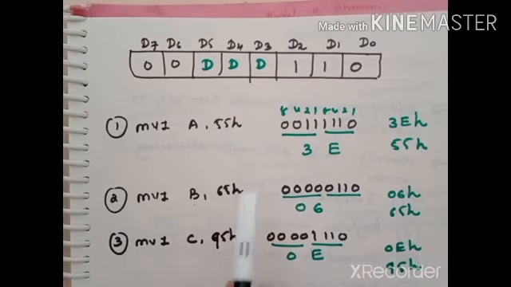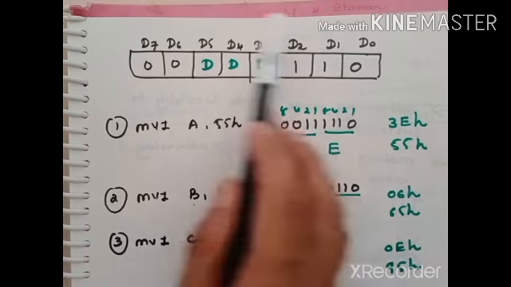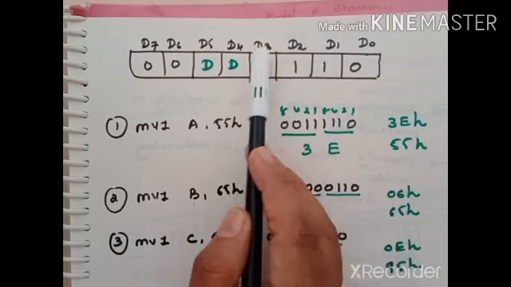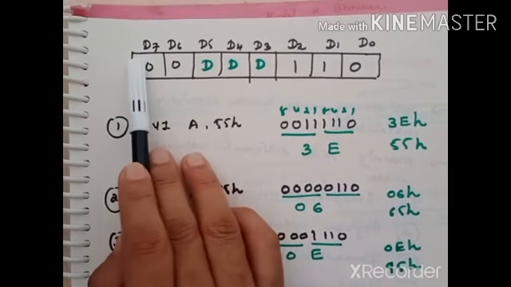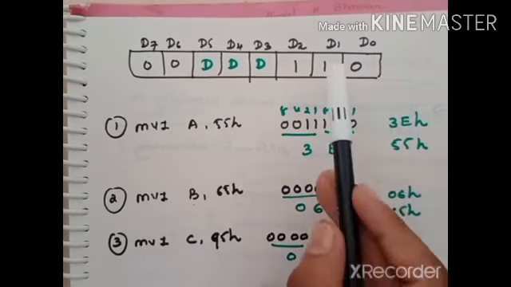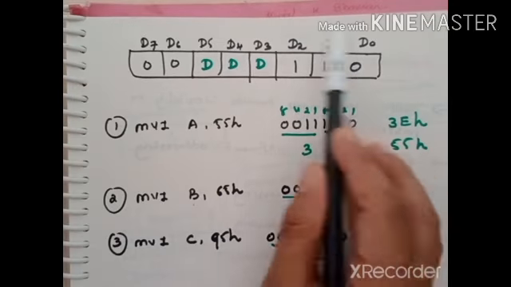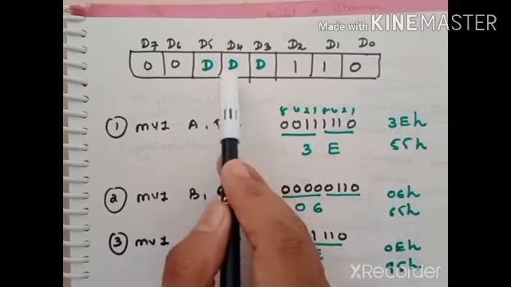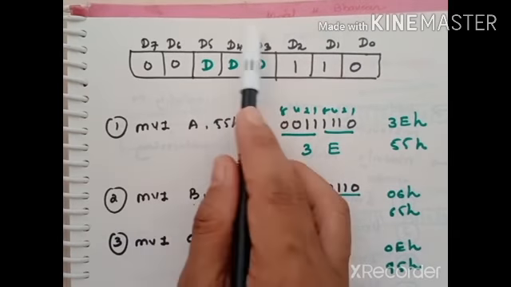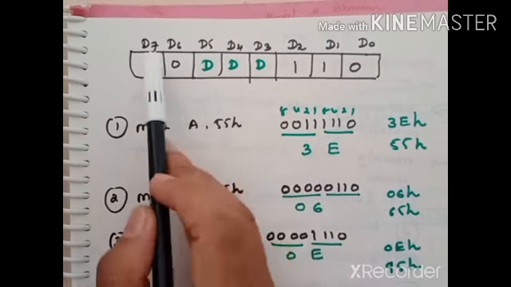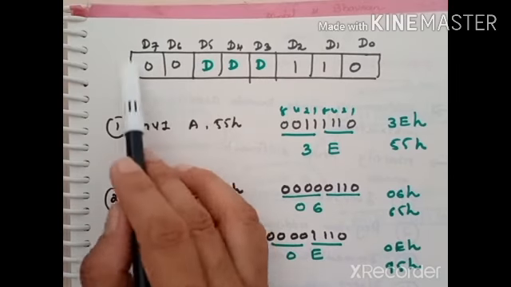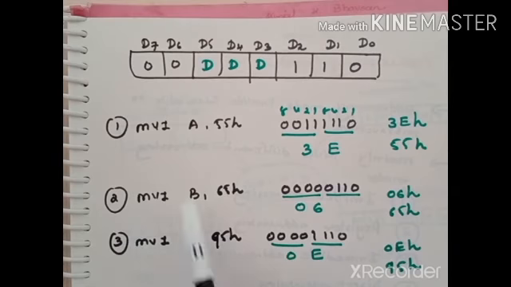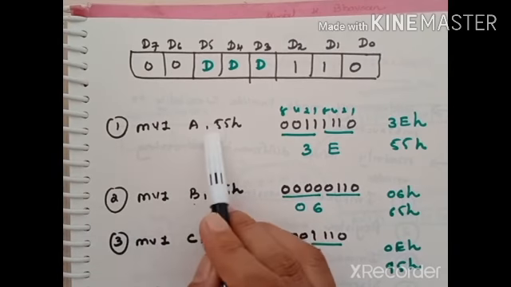For the equivalent hex code, the format is 8-bit data: D0, D1, D2, D3, D4, D5, D6 and D7. D0, D1, D2, these 3 bits are fixed as 110. Then D3, D4 and D5 are used for the destination register, and the D7 and D6 bits are fixed 00 for the MVI instruction. Now the example MVI A, 55H.